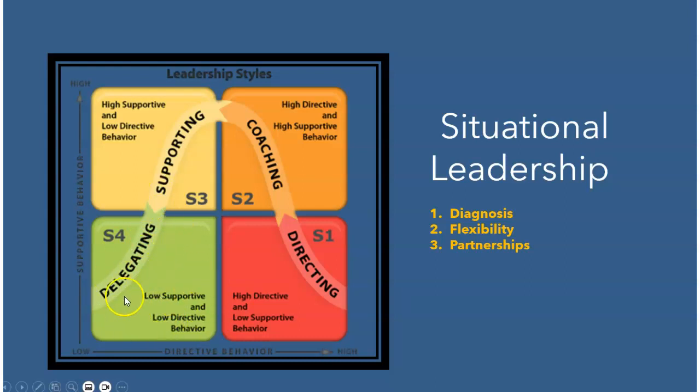I have been an S4 and taken on a new leadership role, and then I needed potentially an S2. Go backwards, learn the new things I need to know, the support, the encouragement, and I rework the cycle. So in a delegating phase, S4, low support and low direction.